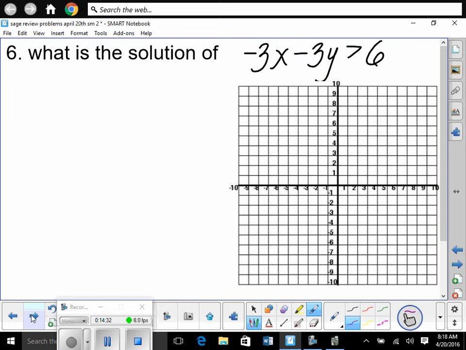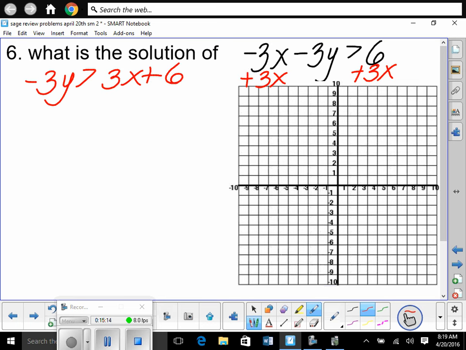Okay, this one. It says, what is the solution of -3x minus 3y is greater than 6? So first of all, this is an inequality. We're going to show the solutions by graphing, because inequalities have multiple answers. So first of all, to be able to graph this, I need to get it in y equals mx plus b form. So the first thing I'm going to do is add 3x to both sides. So we have negative 3y is greater than positive 3x plus 6.